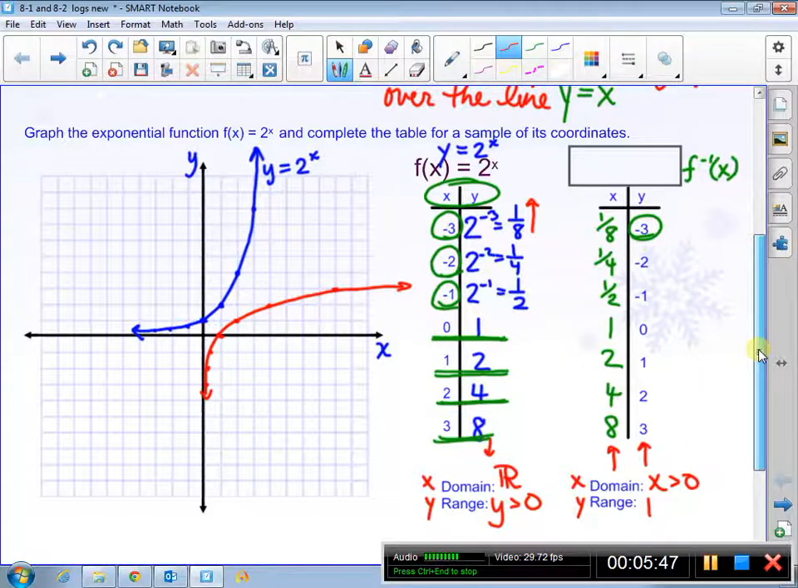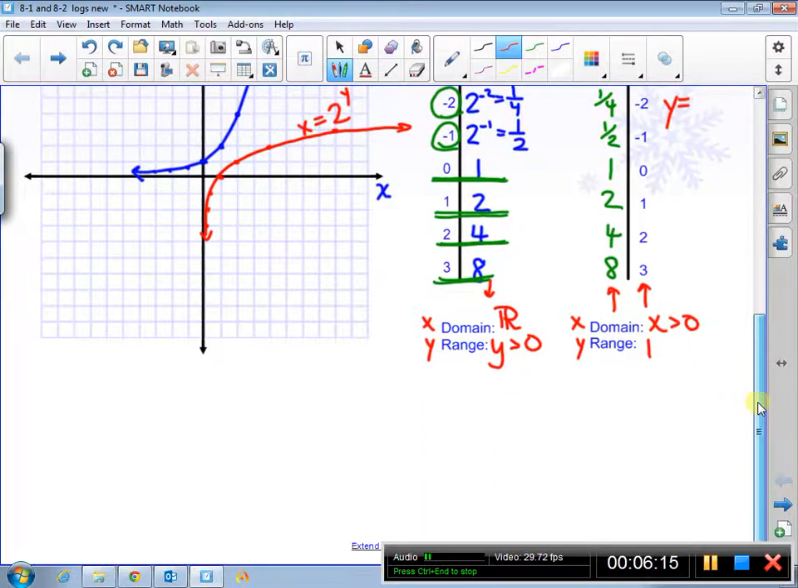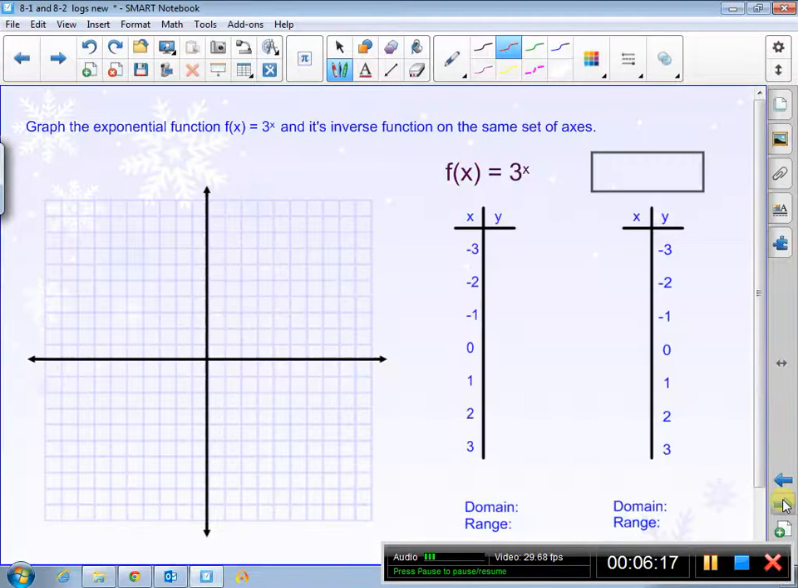So how do we label it? Well, we set up above that if we take the equation and switch the x and the y, then we get our inverse graph. So that's okay for now. But what we're going to learn today is what the y equals form of this is. Okay? So there's a graph. We're going to try another one.